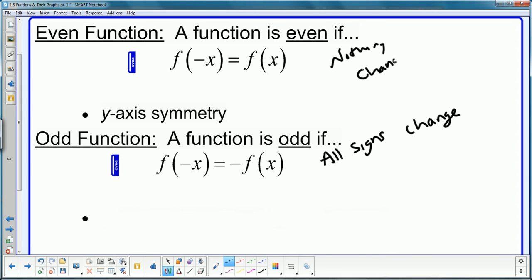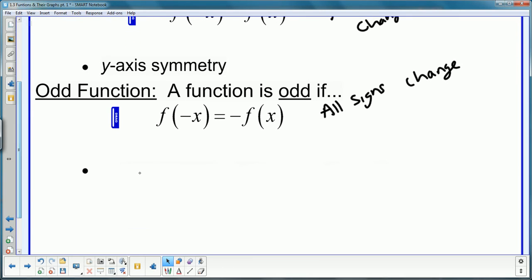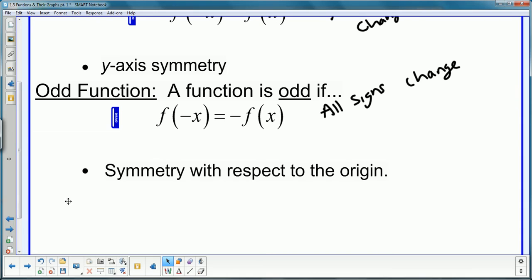So you plug in that negative sign, and in fact, they just kind of disappear, and we still have the exact same function we started with. An odd function is going to have symmetry with respect to the origin, which means it's kind of spun around the origin. It's almost like going over the y and the x.